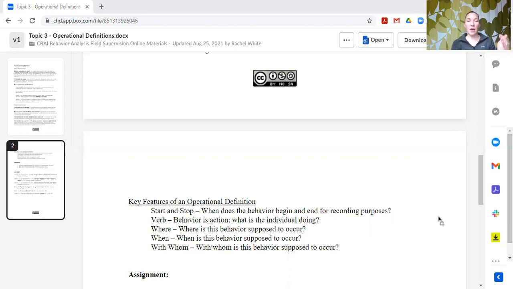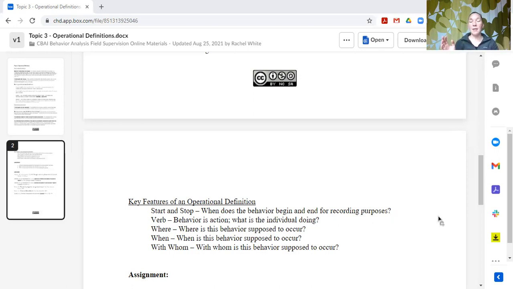With whom, same type of thing. Are there specific individuals or specific situations in which this behavior should occur? If I am targeting reciprocal play with peers, then the with whom is peers. It doesn't matter if the learner does it with an adult, because that's not the behavior we're tracking. We are tracking whether this behavior occurs with peers. So an operational definition should have a verb, should have a stop and a start, and you should include the where, when, and with whom. Now, for some behaviors, you might be taking data across anything.